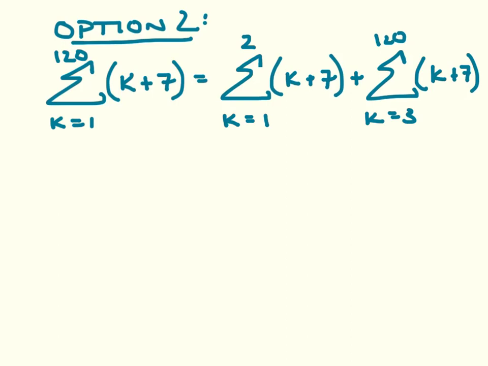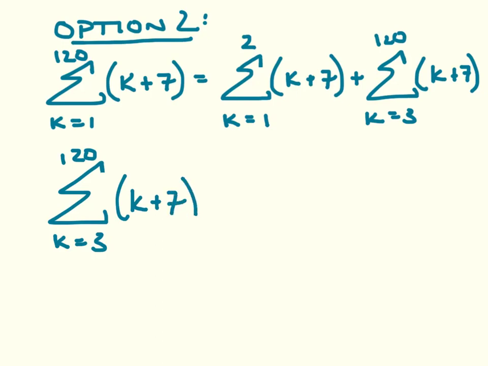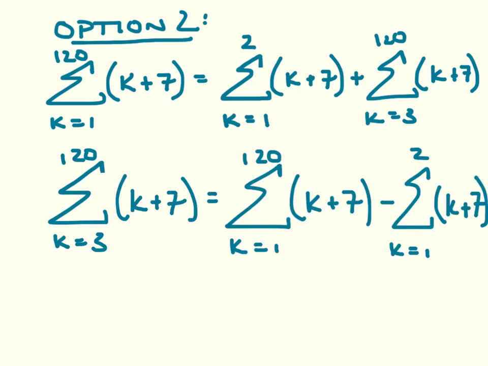So treating this entire sum as one big term, we can subtract it over to the other side, thereby solving for the sum as k goes from 3 to 120. Like we did before, we'll take the first sum and split it into 2 so that we can apply our formulas.